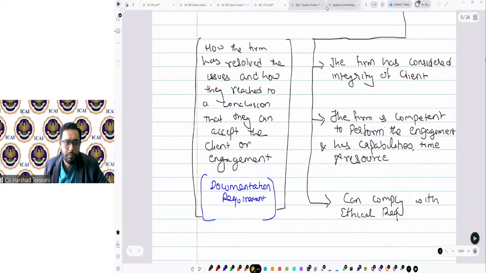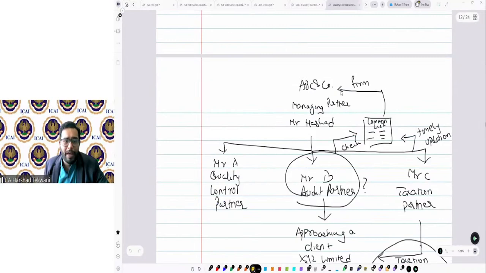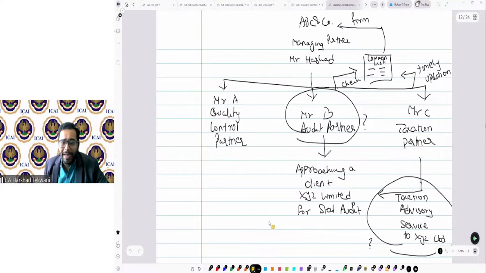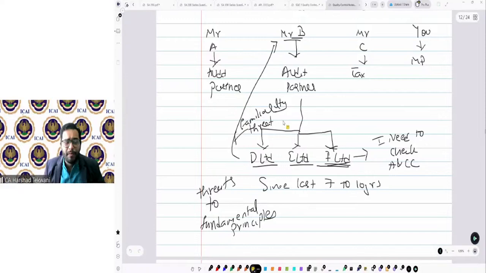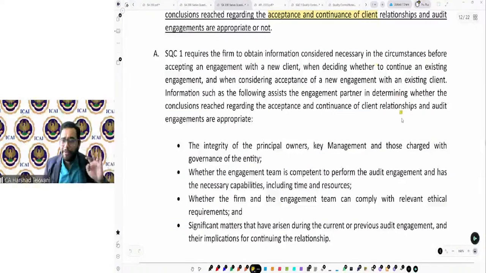Remember, we also discussed this particular example of ABC, managing partner Mr. B or the audit partner Mr. C, taxation partner providing taxation advisory service. So they should have a combined list. Remember, we discussed in that particular lecture about this example, timely updation of the common list, that who is providing the service to whom, what is the scenario. If we provide service to the same company, it could be a familiarity threat. For a longer time, if I provide service, it could be a familiarity threat. I need to check acceptance and continuance before providing the service. On the same line, it is those four requirements only. That's it. Let's see the answer.